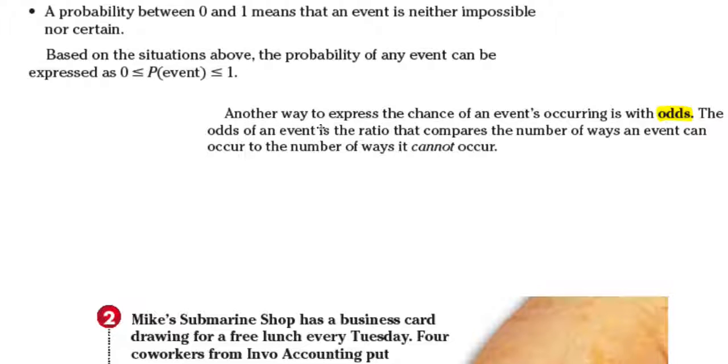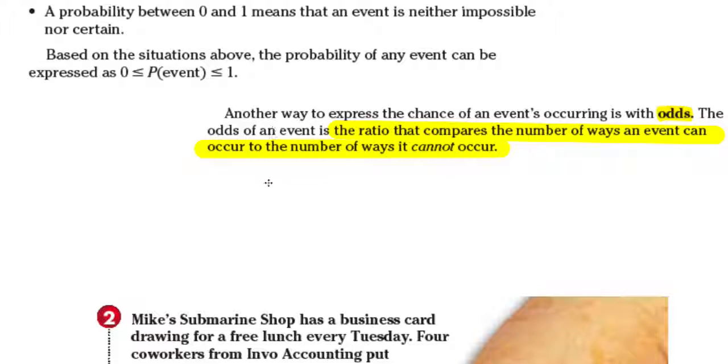Another way to express a chance of an event occurring is with odds. The odds of an event is the ratio that compares the number of ways an event can occur to the number of ways it cannot occur. So know the difference between the definition of odds and a probability. In this case, the odds is the ratio that compares the number of ways an event can occur to the number of ways it cannot occur.